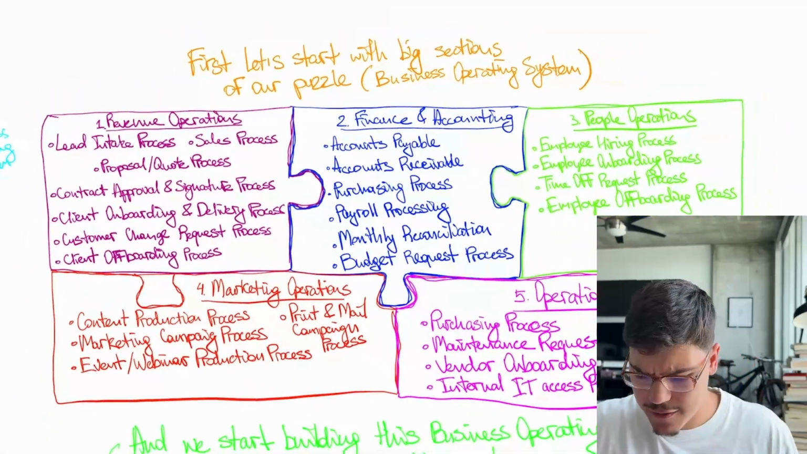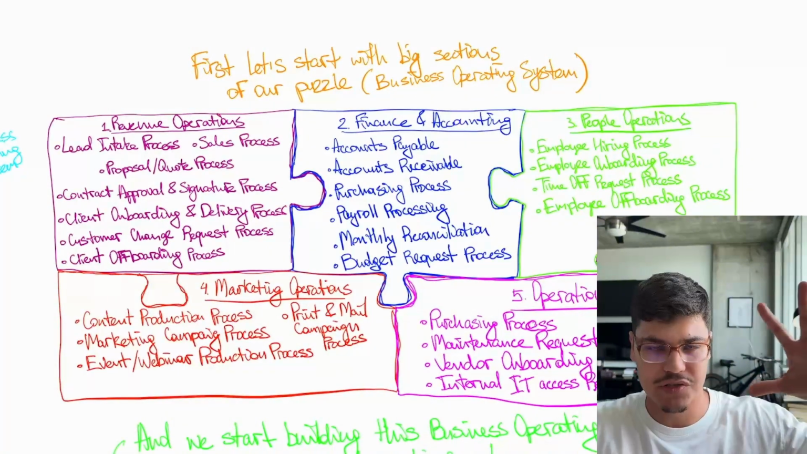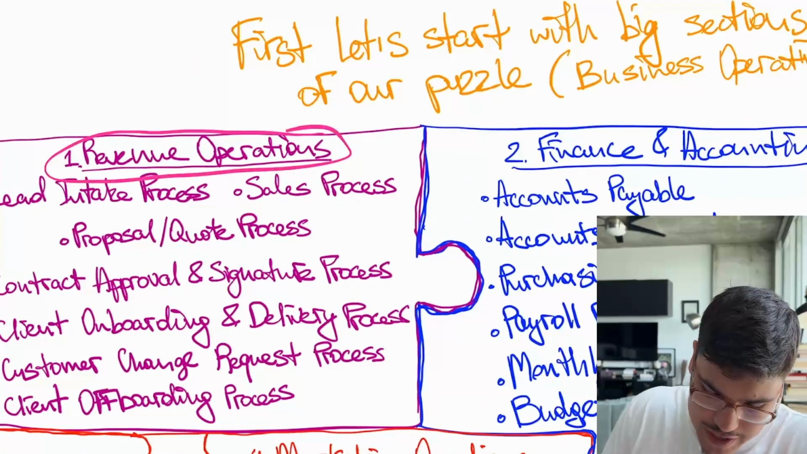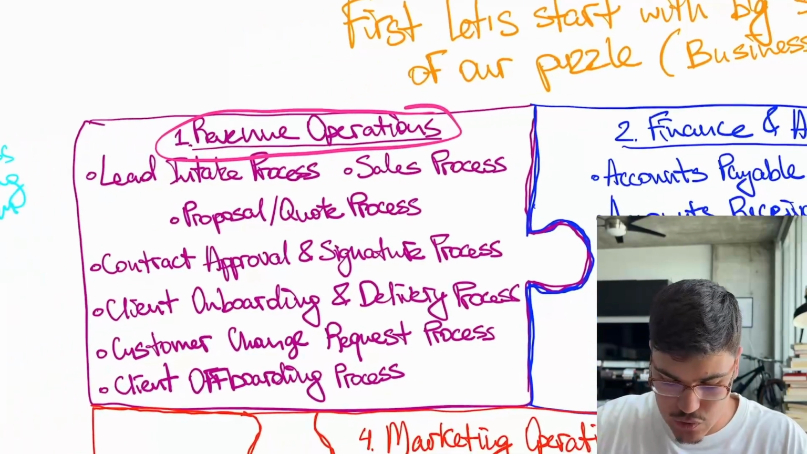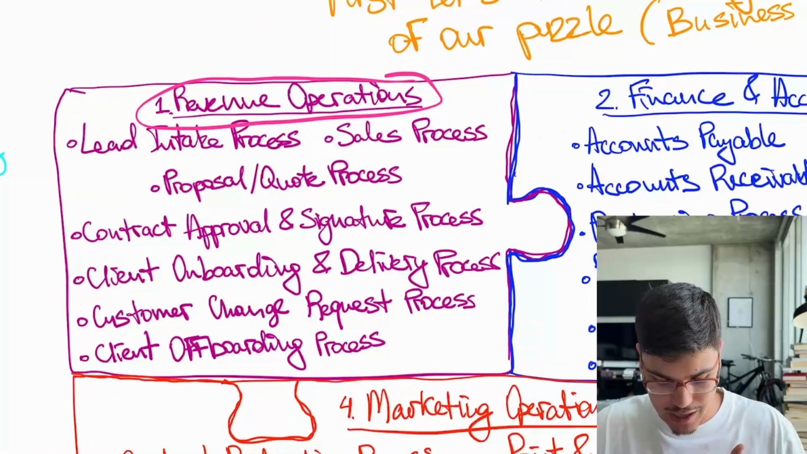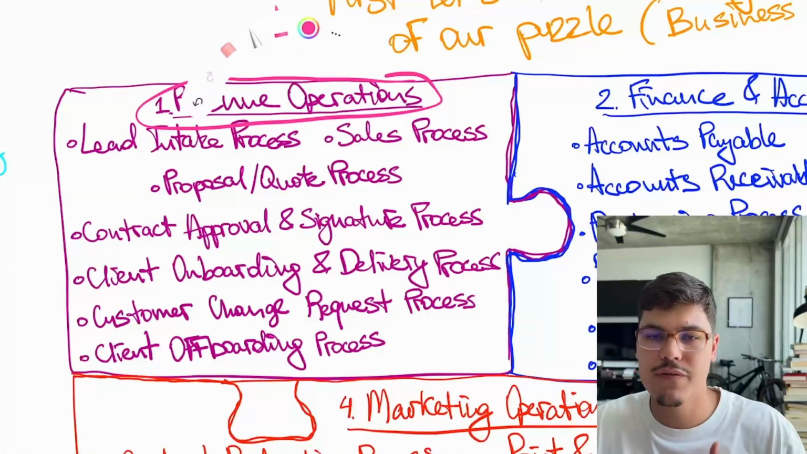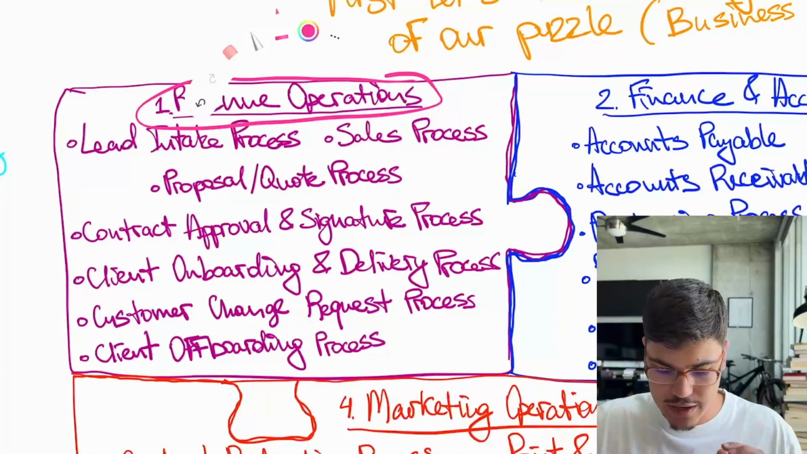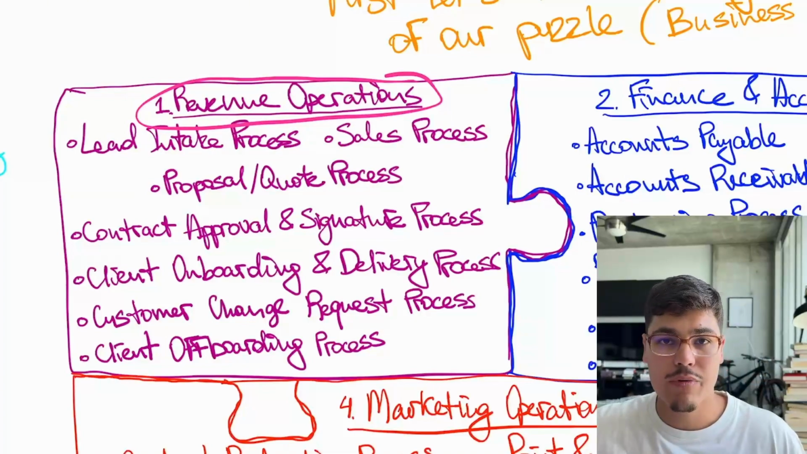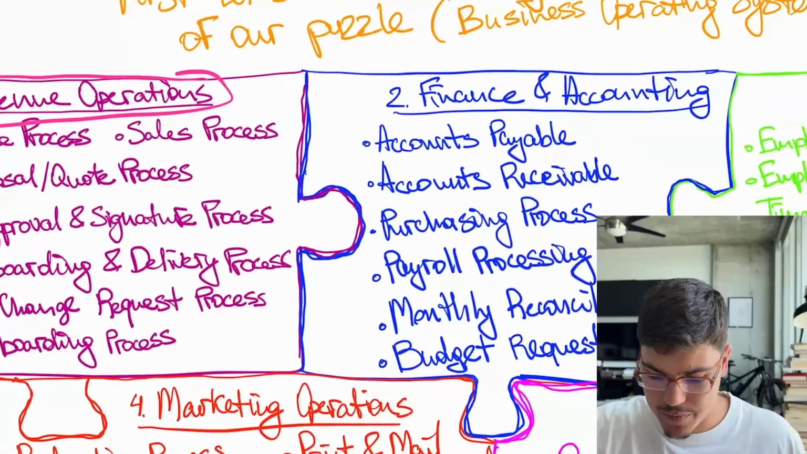Basically, the main 5 big sections of the puzzle that we want to focus on start with revenue operations, which is everything related to how you produce revenue. It relates to your sales process. It relates to your service delivery or product delivery, whatever that is, or product support, service support, customer support. That is all revenue operations, basically what brings revenue into your company.